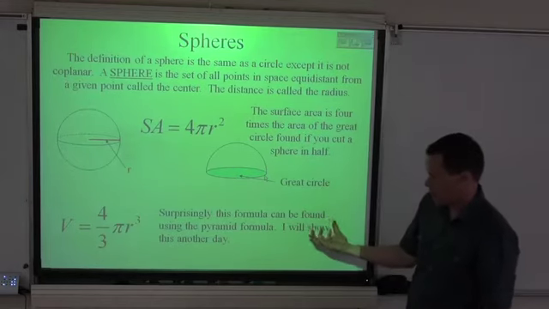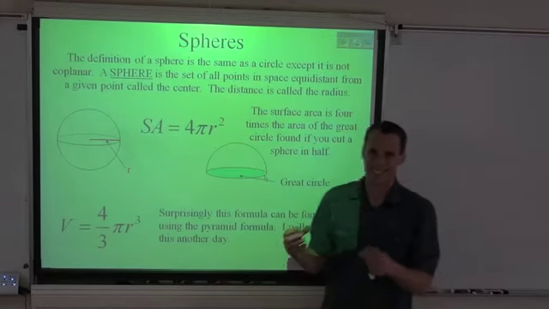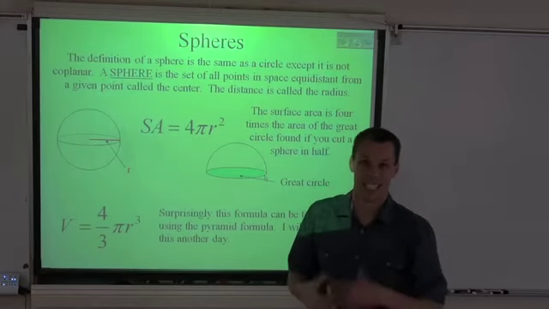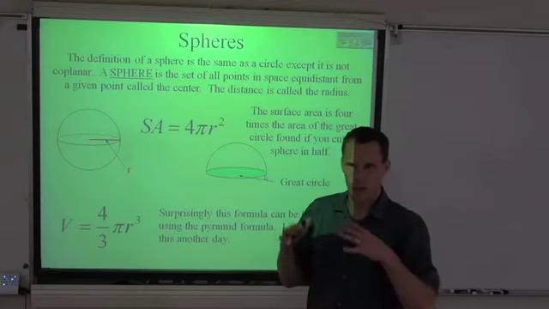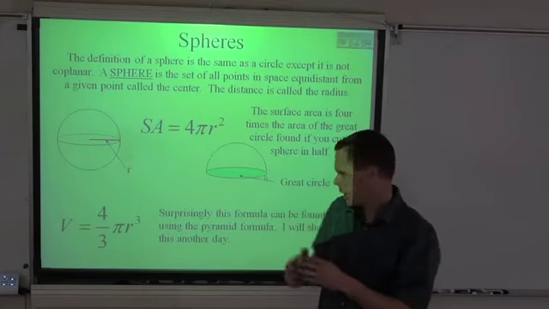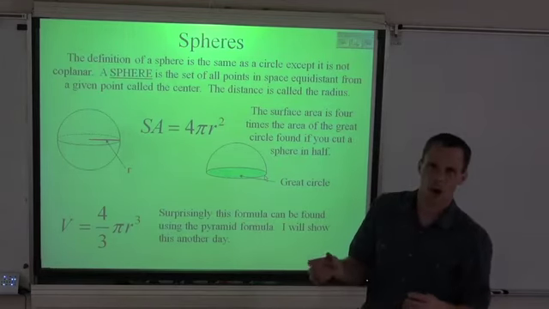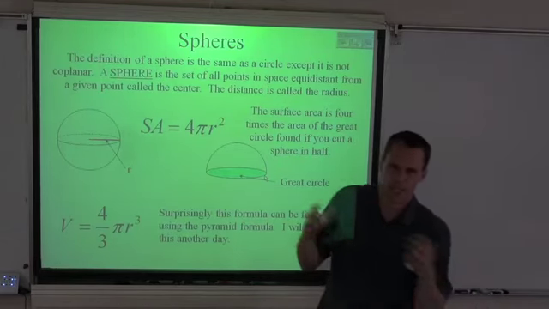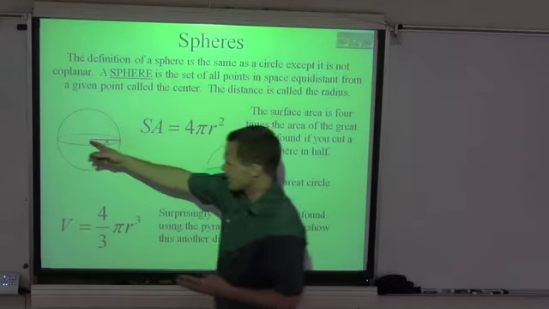Now, from there, a crazy formula is developed by using pyramids inside of a sphere. I'll show this in class because it's very hard to put on a PowerPoint. We're going to use some drawings and other visuals. But we can use pyramids, which, if you remember, are 1/3 area of base times height. Well, it turns out the height is going to be the radius.